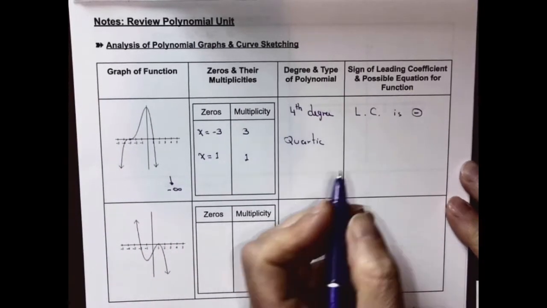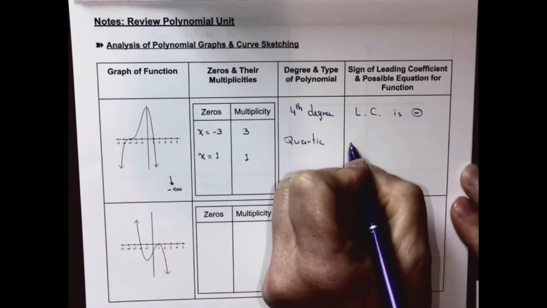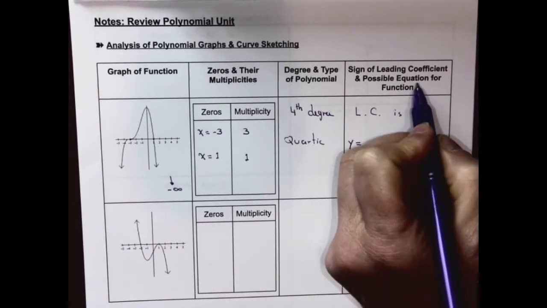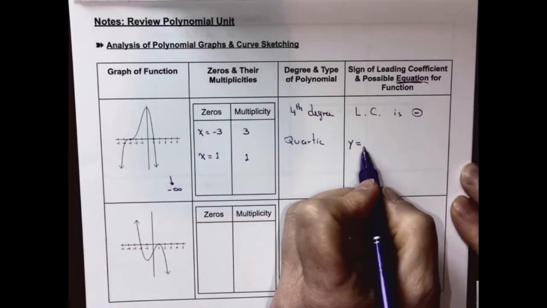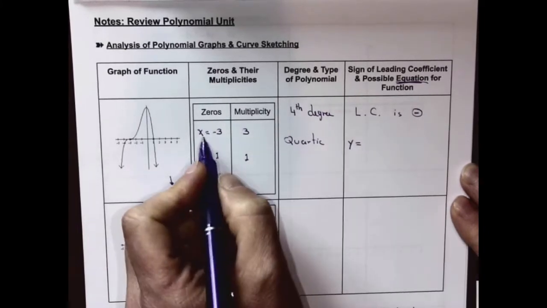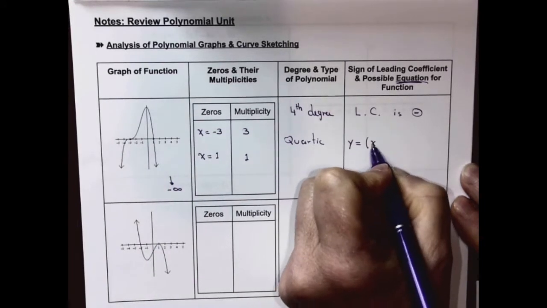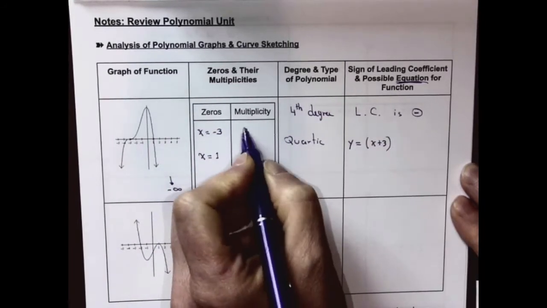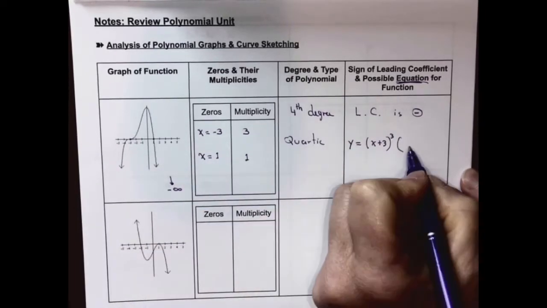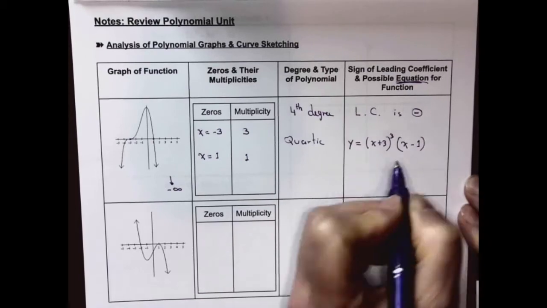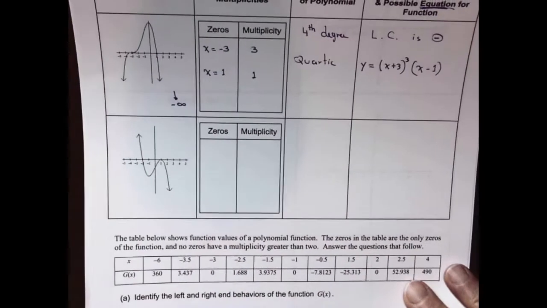So for a possible equation, we're not given a name, so I'm just going to call it y. And you have to say y equals, because they want an equation. So y equals, I know I'm going to have x equals -3. The factor, when I move that across, would then be x plus 3, and I would have that 3 times. And then x equals 1 as a factor becomes x minus 1, and I have it only once. So that would be my equation, or a possible one.